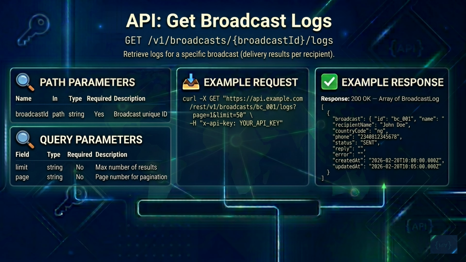A successful 200 OK response brings back a detailed array of logs. This includes the recipient's name, country code, phone number, exact delivery status, like sent or failed, any specific error text returned, and precise timestamps showing exactly when the message was processed.